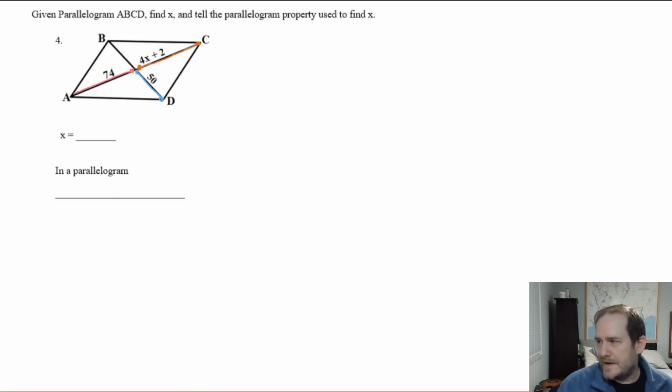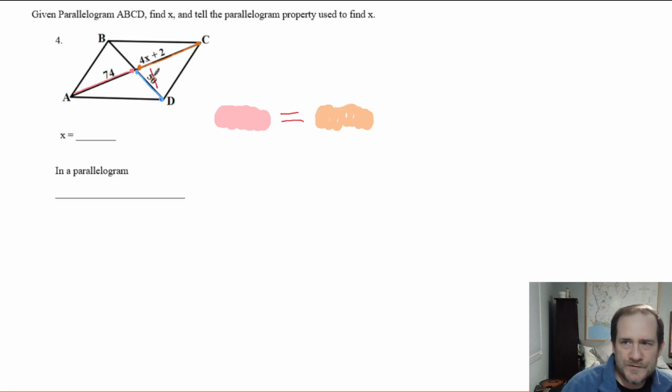So we know that in this diagram, the pink segment that they gave us is definitely going to be equal to the orange segment that they gave us. And if you're wondering what do we do with the blue, you literally just ignore the blue. The blue doesn't help us at all. It has nothing to do with the problem. So we just want to grab the pink segment, which is 74, and set that equal to the orange segment, which is 4x plus 2, and then solve.